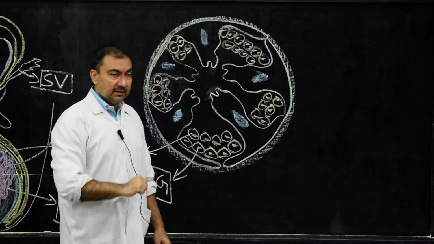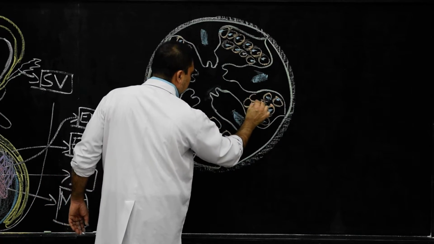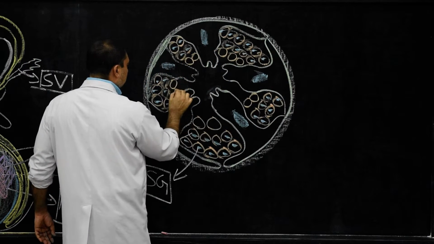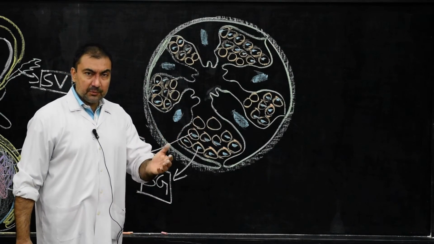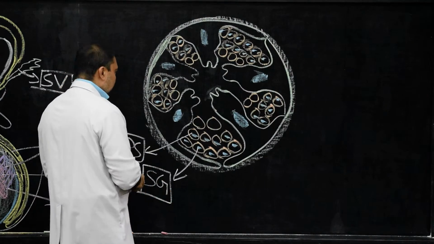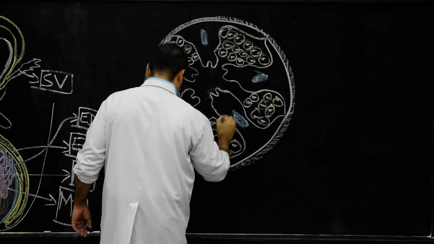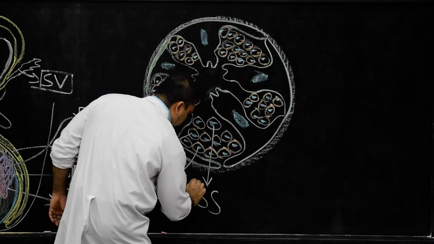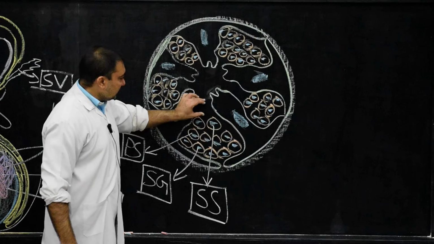Now the inner part of the intermediate layer is occupied by secondary spermatocytes. Very simple. Remember, the inner part of the intermediate layer is occupied by secondary spermatocytes, and the outer part of the intermediate layer is occupied by primary spermatocytes. So here these are the secondary spermatocytes, and we are going to name them as secondary spermatocytes. This finishes the intermediate region.